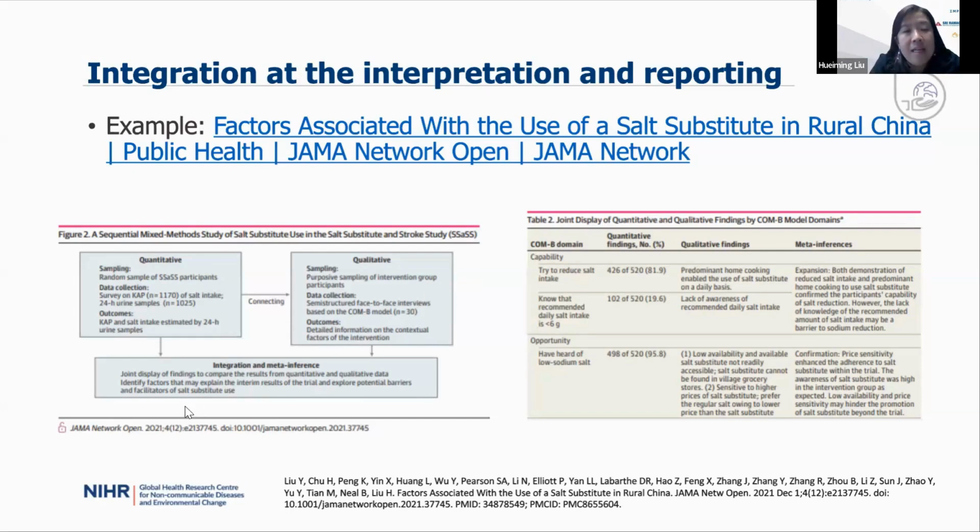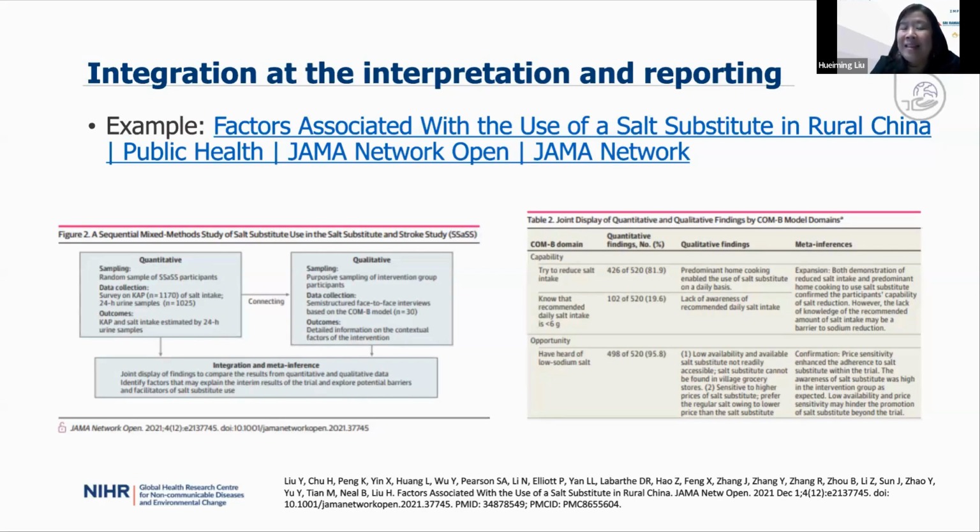story. The integration, what we did was we used a joint display of the findings to compare the results from the survey and the qualitative data across those domains of the COM-B domain and the barriers and facilitators. So if you look at the table on the right, you can see that capability, through the survey was looking at, well, what was the percentage of people who said they were trying to reduce their salt intake? That was like 82%. And then in the actual interviews, when we interviewed them, they said, oh, yes, because we predominantly use home cooking, we can use a salt substitute.